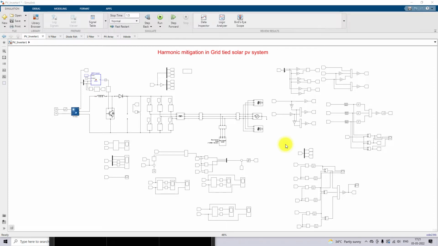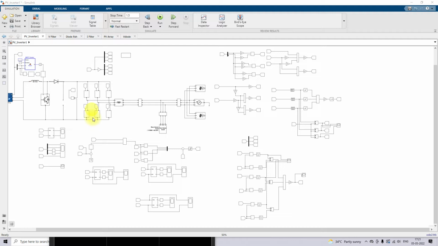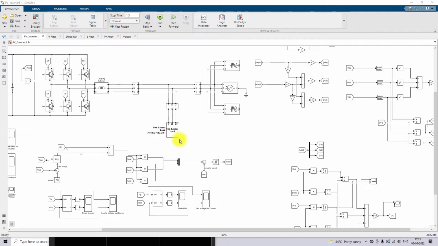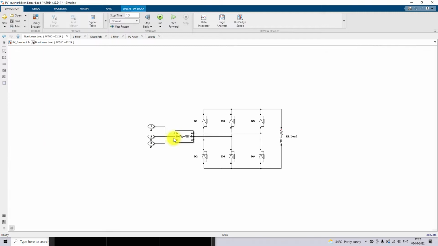So here we are going to use a non-linear load in between the grid and the solar PV system. Because of this non-linear load, the current quality of the grid is going to be affected. Because of this non-linear load, the THD is more than 5%. Here the THD is around 22.24%, because we are using a rectifier with an RL load.